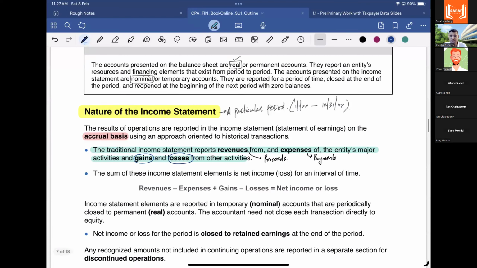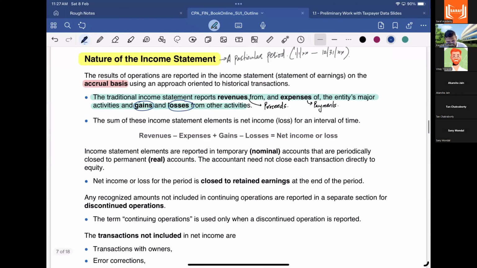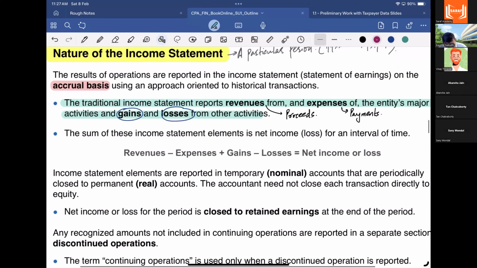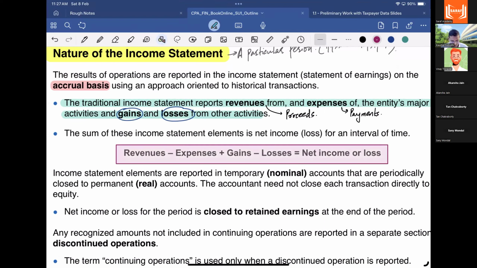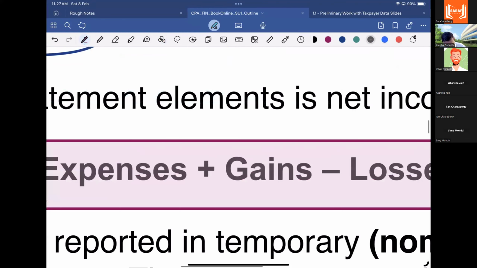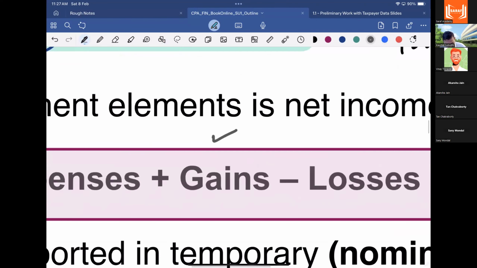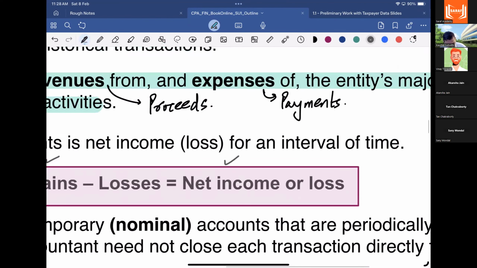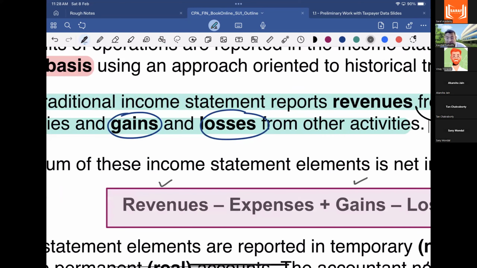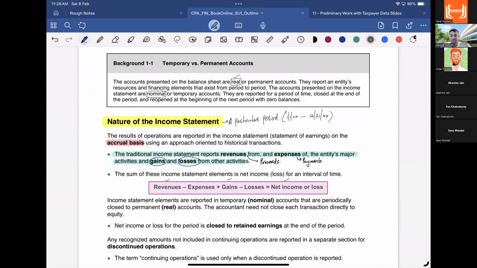So if you want to put it inside one equation, let me try to put this thing in one equation, that is revenues minus expenses plus your gains minus your losses. Always remember, just keep that in your mind, that your gains will always be added. Gains will always increase your income, and revenues will also increase your income, whereas your losses will always pull your income down.